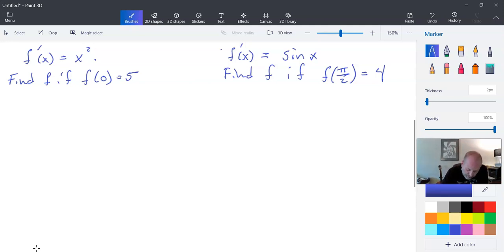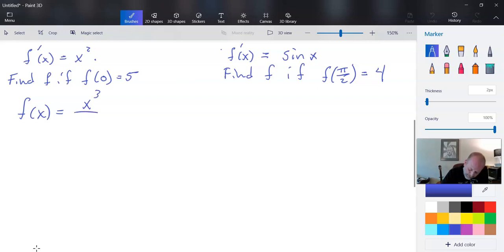Now, we want to do the same thing we did before. We're going to figure out all of the possible functions for f of x. We've already gone through this, so we know that this is going to be x cubed over 3 plus a constant. We've already worked out that much in the previous part of the problem. But if we know that f of 0 is equal to 5, what that means is if I plug in 0 for x, I should get 5 as a function value.